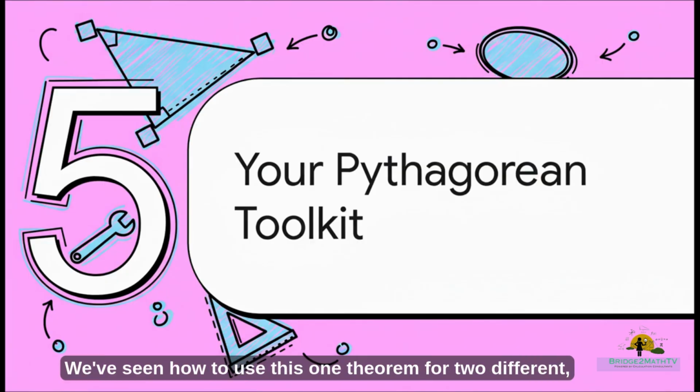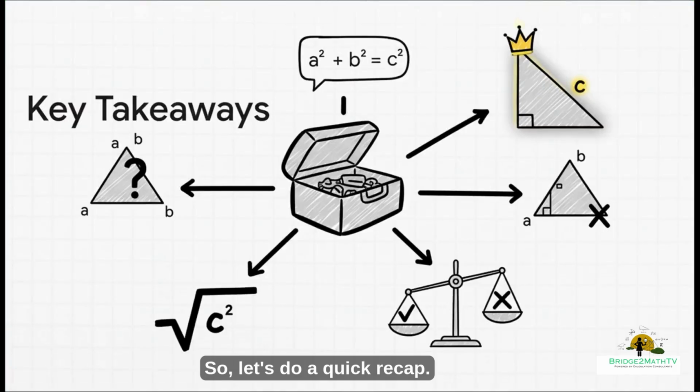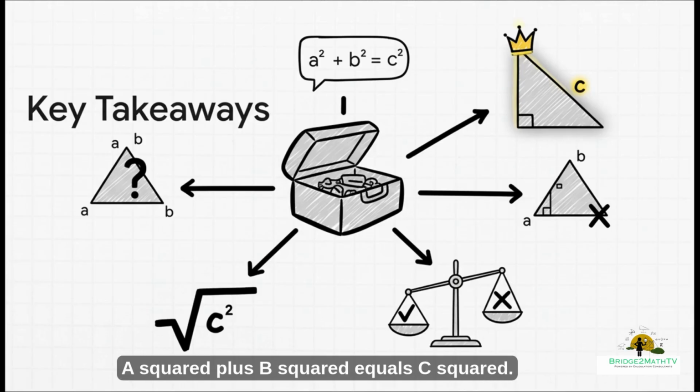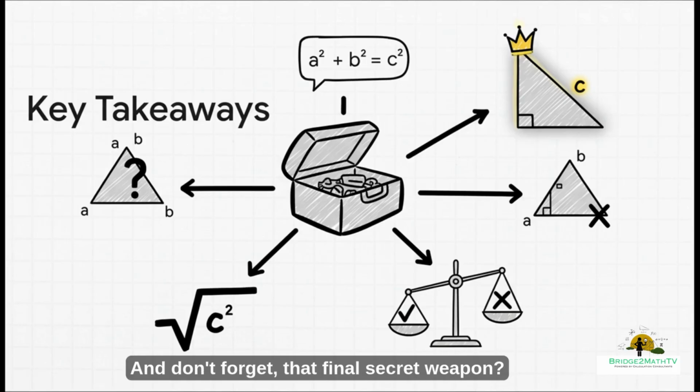We've seen how to use this one theorem for 2 different, really practical jobs. So, let's do a quick recap. What are the key takeaways here? First, it all starts with the formula. A squared plus B squared equals C squared. The absolute number 1 rule is that C, the hypotenuse, is always the longest side. You can use this formula for 2 things, to test if a triangle is a right triangle or to find a missing side. And don't forget, that final secret weapon? To find the actual length of a side, you often have to use the square root.